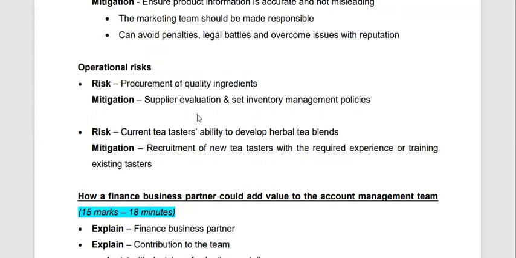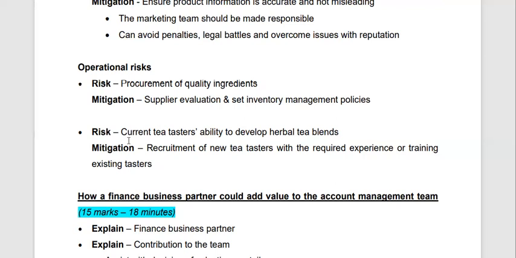We need to do a supplier evaluation. Before selecting a supplier, we have to thoroughly figure out whether the supplier is aligned with our ethos, whether the supplier believes in quality just like we do, and whatnot. So supplier evaluation and set inventory management policies, because we are going to deal with perishable goods, because we need fruit and fruit is perishable. So in such a context, we are going to deal with a totally new type of inventory. So we need to set inventory management policies within our company.